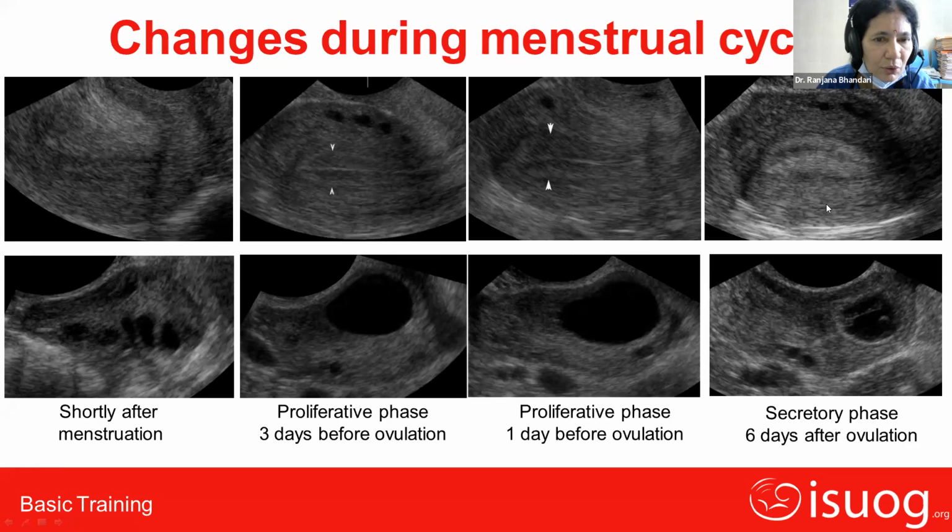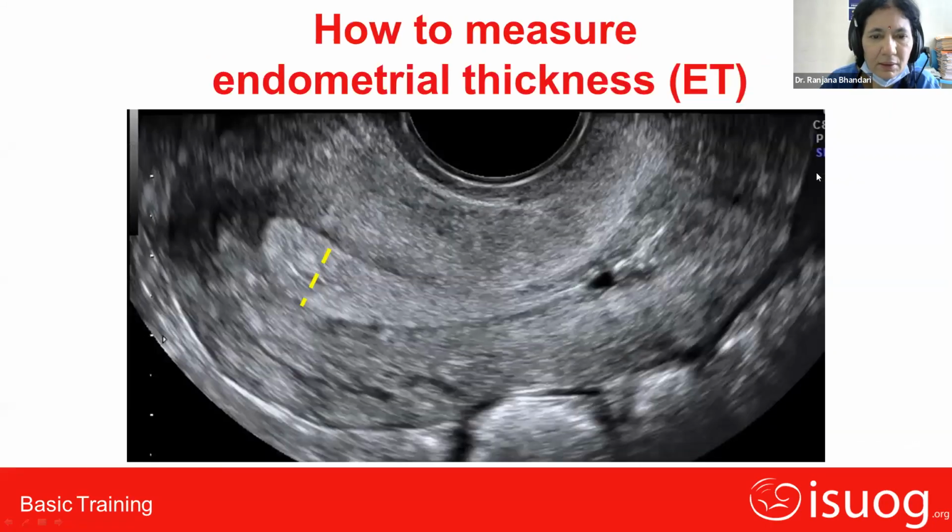So we should know this is a single line, a pencil line. This is a slightly 3-line structure, but this shows just a trilaminar view of the endometrium. And this is a homogeneous and echogenic endometrium. So how to measure endometrial thickness?